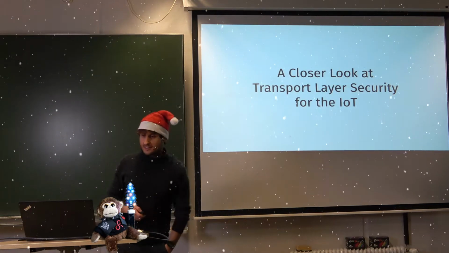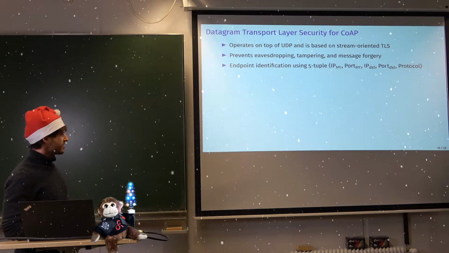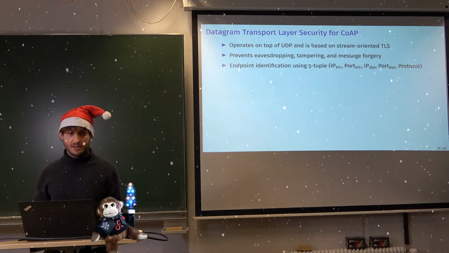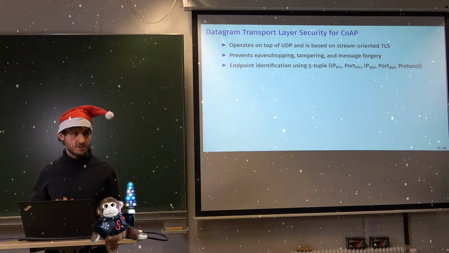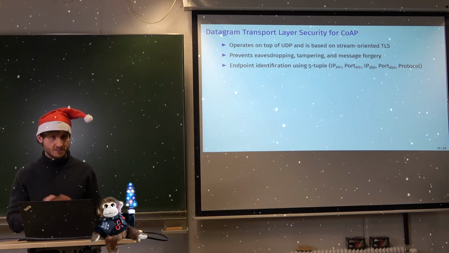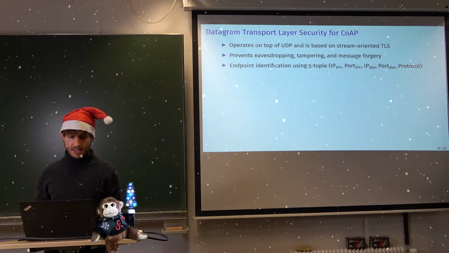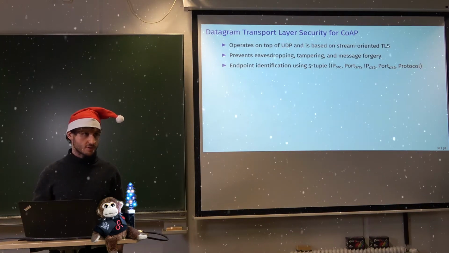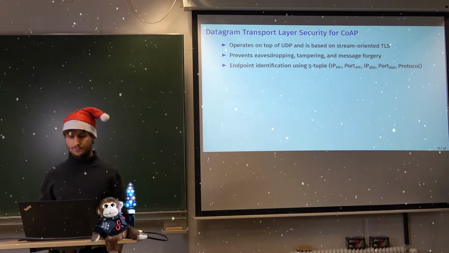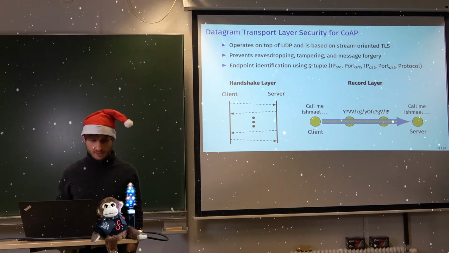Let's have a look at the transport layer security for the IoT first. So DTLS for CoAP operates on UDP, like I said previously, and it follows the TLS specification very closely. It prevents eavesdropping, tampering, and message forgery like TLS, and it uses, like TLS, the 5-tuple endpoint identification, which is the IP and port source, the IP and port destination, and the transport protocol identifier.